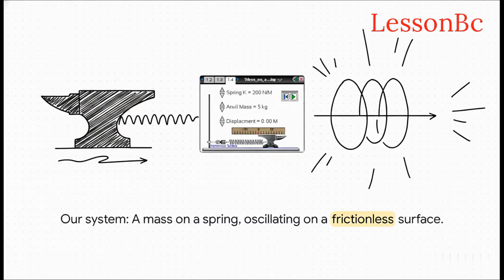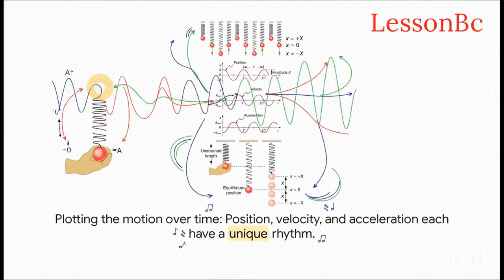So we pull the mass to one side, we let it go, and now let's actually map out the precise dance this thing creates. And this is what that dance looks like when you plot it out over time. You see these beautiful, smooth waves? They represent the object's position, its velocity, and its acceleration.